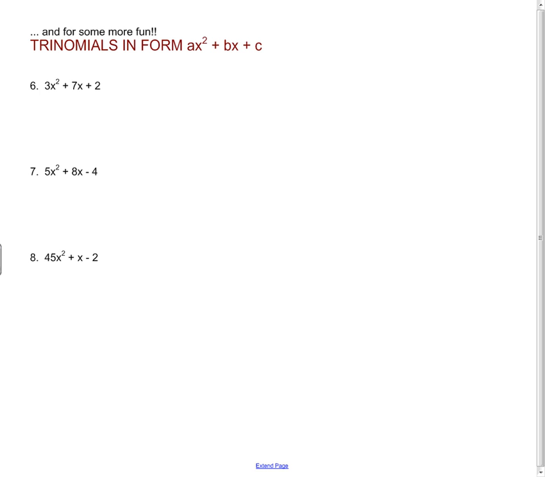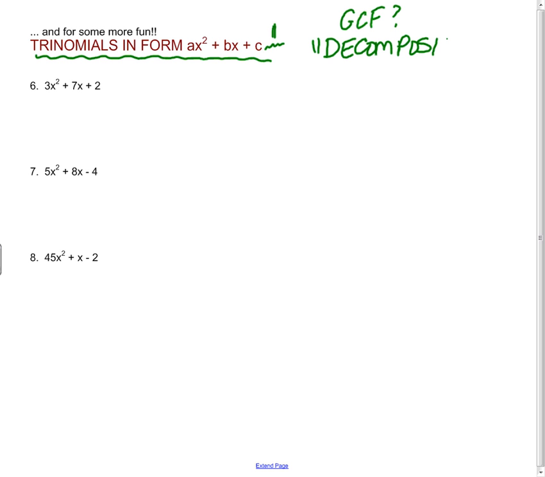And for some more fun, trinomials in the form ax squared plus bx plus c. This is the one that gives us a bit of a headache. Thought process: is there a greatest common factor? Because that might simplify things right there. Number 6 does not have a greatest common factor for 3x squared, 7x, and 2 other than the number 1. So no, we cannot factor that other than doing decomposition. So we call the process of factoring these difficult ones decomposition. Sounds lovely. Here we go.